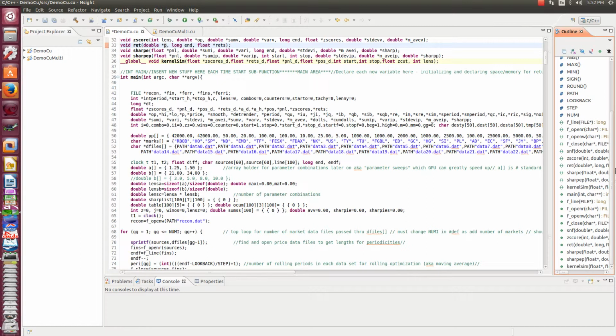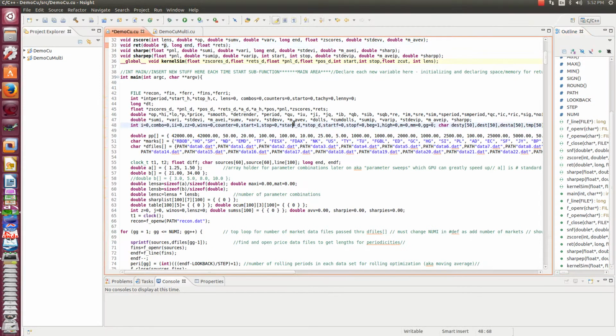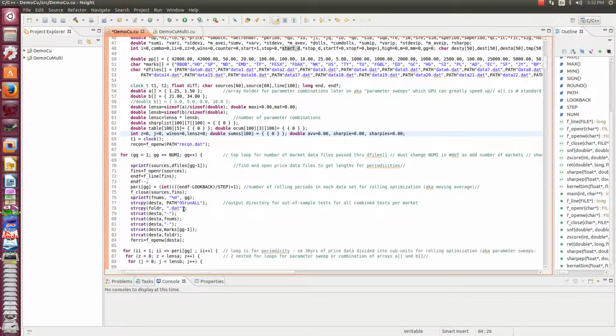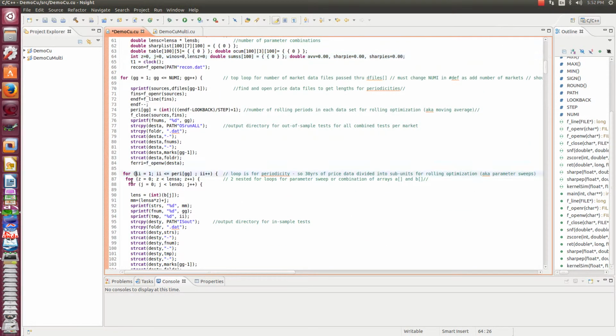Yeah, not really, but you can see a bunch of math functions here, and this is Eclipse. Eclipse is very useful, and we're working in Linux here. Inside the main function there are a bunch of for-next loops, and you can see they're all nested. We're going to have to get every possible combination of the parameters.